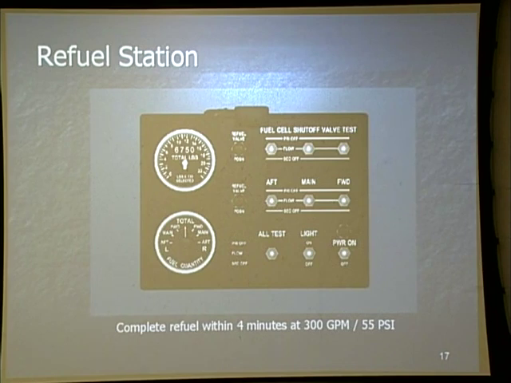We can refuel the external tanks in approximately 4 minutes. Reality is, you're going to find out it's a little bit more than that. Why? Because that 4 minutes is based on 55 psi at 300 gallons per minute. Army trucks aren't capable of it. But where you have to be careful is the Air Force, the Navy, the Marines, and any one of our civilian airports that we may fly into can.